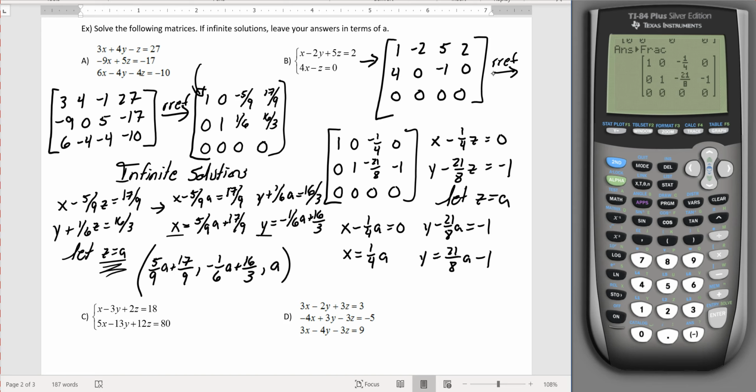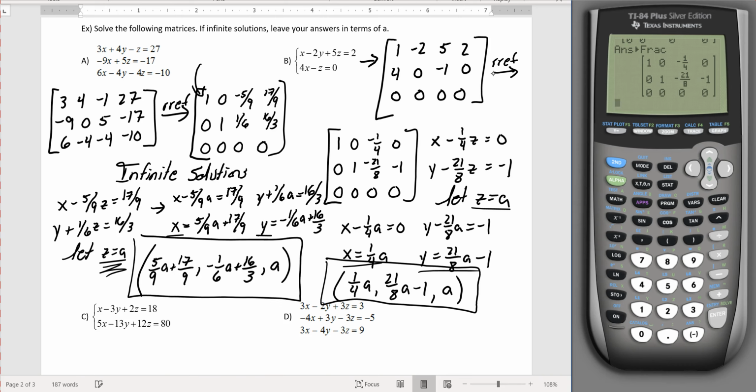And the last thing, of course, we know x is this, y is this, z is this. Write it as coordinate pairs. So 1/4 a, comma, 21/8 of a minus 1, comma, a. There we go. So those are solutions. The coordinate pairs are the solutions. So I can't just write infinite solutions anymore. I have to actually find the relation between x, y, and z, right? Think about on that two-dimensional, the relation was the graph. Now this is three-dimensional, so the relation's going to be a plane here where they all intersect, okay?